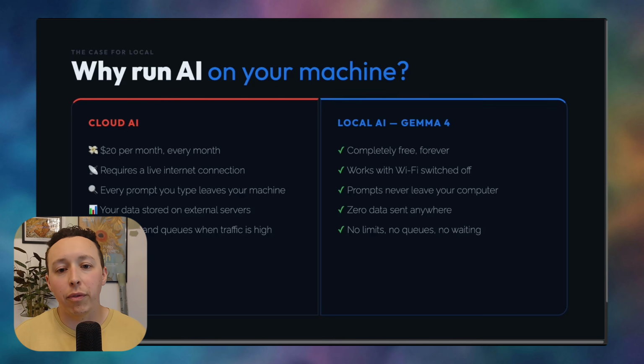But what's great about Gemma 4 is that it's completely free forever. It works with your Wi-Fi completely switched off. Data never leaves your computer. There are no limits. You don't have to worry about tokens. And it is lightning fast to respond.